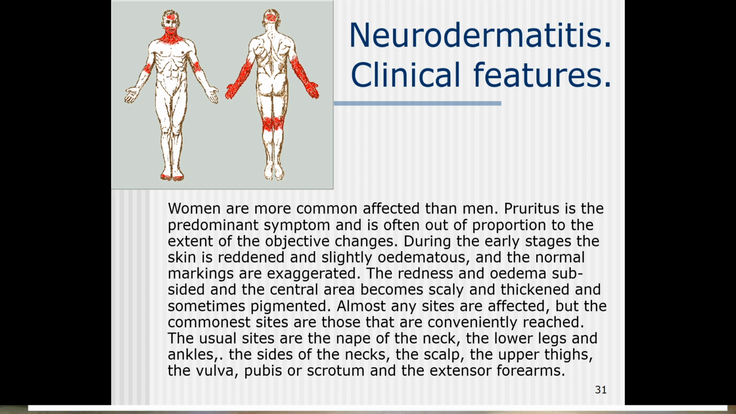Almost any site may be affected, but the commonest sites are those that are conveniently reached. The usual sites are the nape of the neck, the lower legs, and arms. Others are the sides of the neck, the scalp, the upper thighs, the vulva, pubis or scrotum, and the extensor forearms.